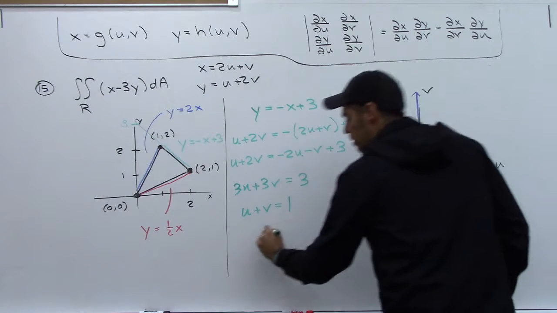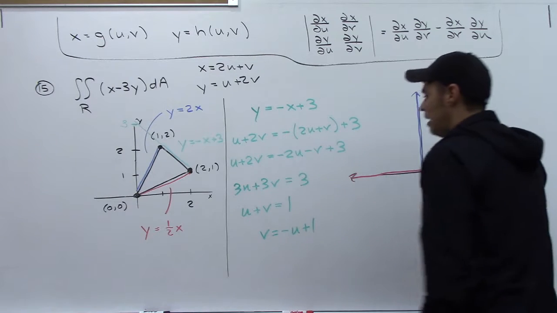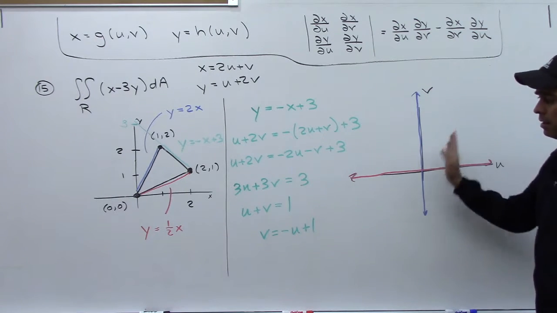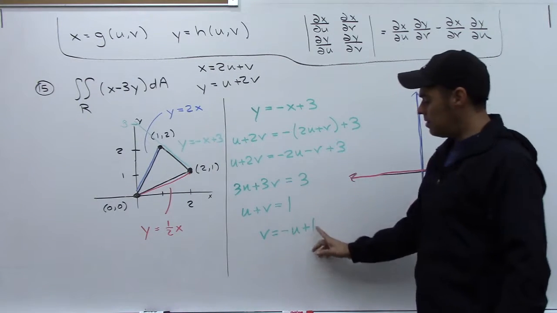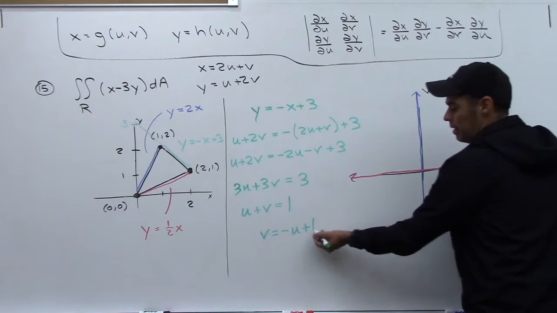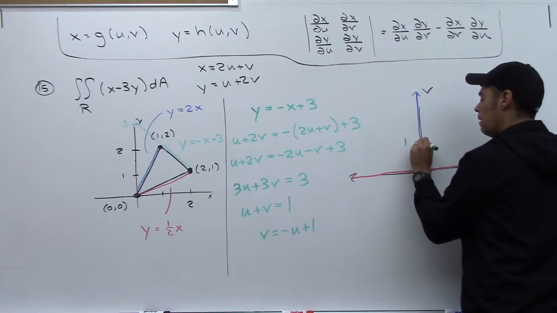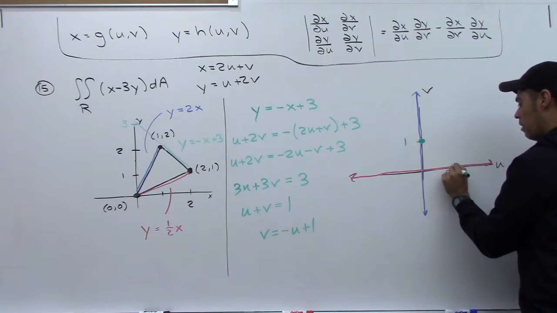And then what I'm going to do is solve this for v. And so v is kind of like the y-axis is over there. So solving for v is like solving for y over here. So this is a line. It has not a y-intercept, we call it a v-intercept of 1. And it has a slope of negative 1, so down 1 over 1.